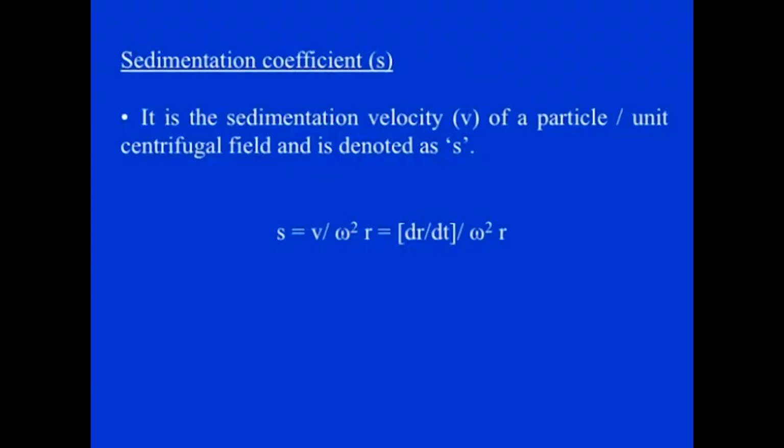Now, there is another term which is quite important, that is sedimentation coefficient. Sedimentation coefficient is the sedimentation velocity of a particle per unit centrifugal field. So, it could be expressed as the sedimentation rate or velocity of a particular particle per unit centrifugal field, and denoted by this equation: small s equals v, that is velocity, upon omega square r. The sedimentation rate could be expressed in terms of sedimentation coefficient. Now, since this can be done in different ways, there is another term called standard sedimentation coefficient.